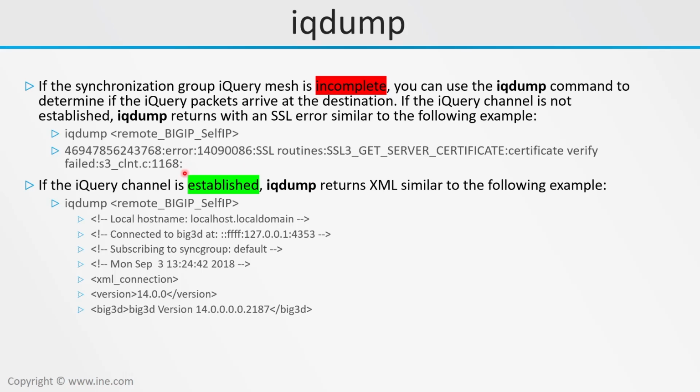on the local or remote system to verify that it's not expired or nothing's wrong with the certificate in general. Okay, so to verify the actual iQuery channel is established, it would show more results with XML similar to the following. So it's going to subscribe to a sync group, which by default, the default name is default. Okay, you should change this name before doing a sync. Okay, but it's going to connect to that big3d process on the given remote BIG-IP self IP and look for that XML information being sent across.